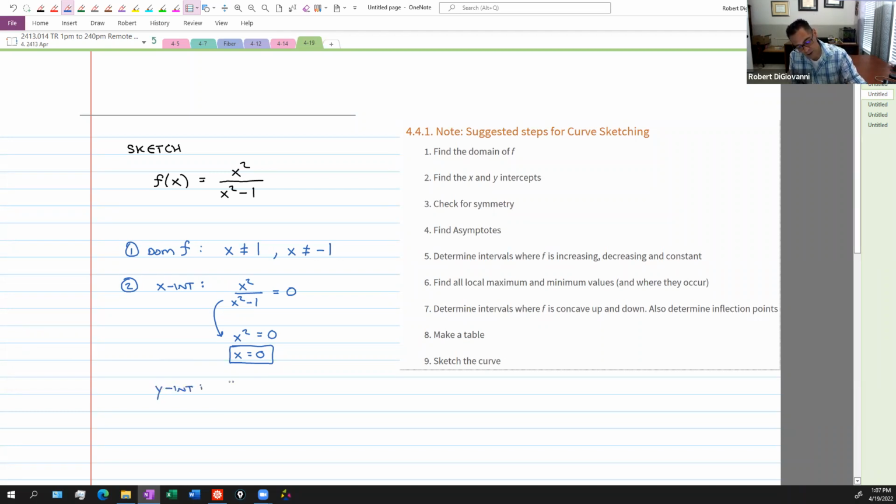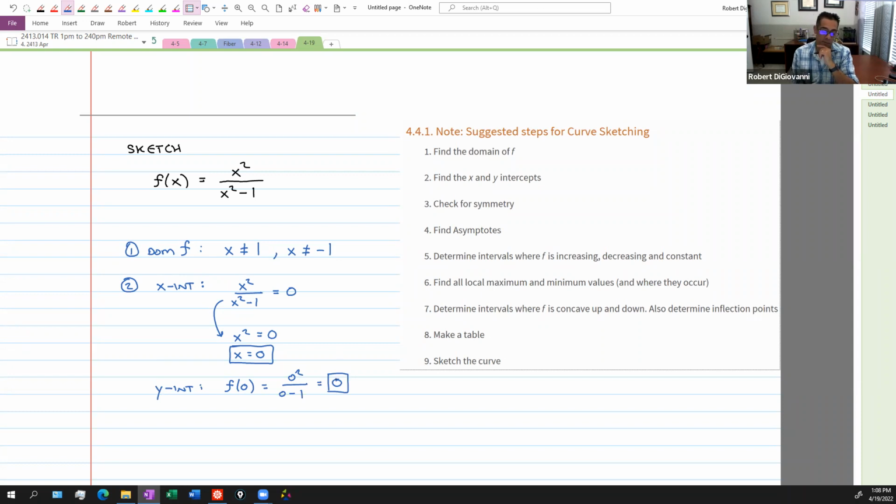To find your y-intercept, all you do is you plug 0 into the function. So if I plug 0 into the function, I get 0 squared over 0 minus 1, but that's just 0. So I have a y-intercept at 0 as well. That's basically telling me that the origin, the point (0, 0), is on my graph.